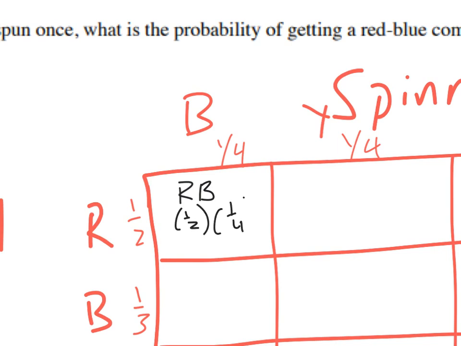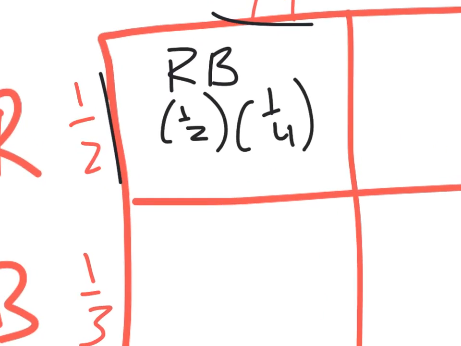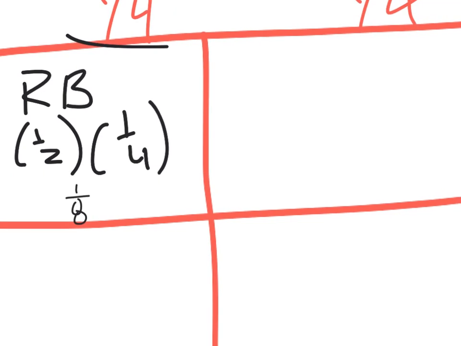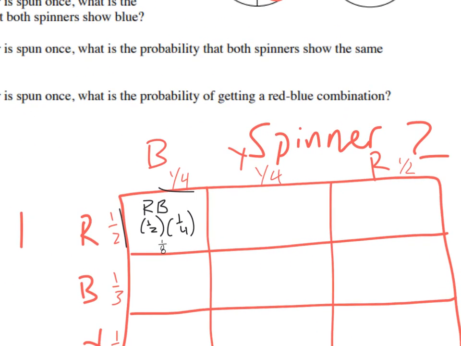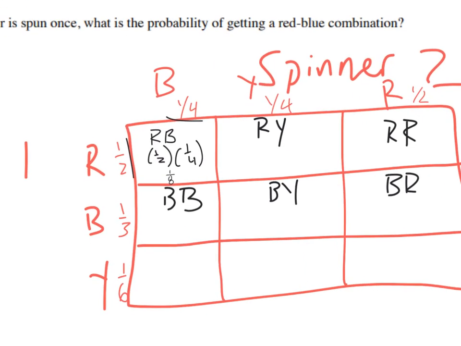I would multiply the 2 sides here together that make up the area of that rectangle, and that would be 1/8, or 0.125, or 12.5%. So this outcome here would be red-yellow, this would be red-red, this would be blue-blue, blue-yellow, blue-red. This would be blue-yellow, this would be yellow-yellow, and this would be yellow-red.